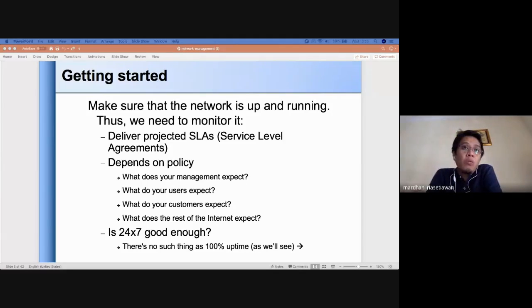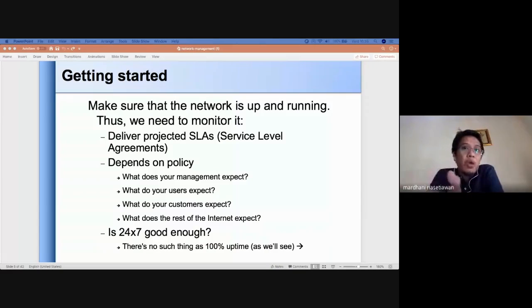The questions will be used for the management. For example, what does your management expect? What do your users expect? What do customers expect? And the internet expect itself. And then the important one is your network will be live every second, every day, every year, and so on. So we will have a 24/7 issue on it.